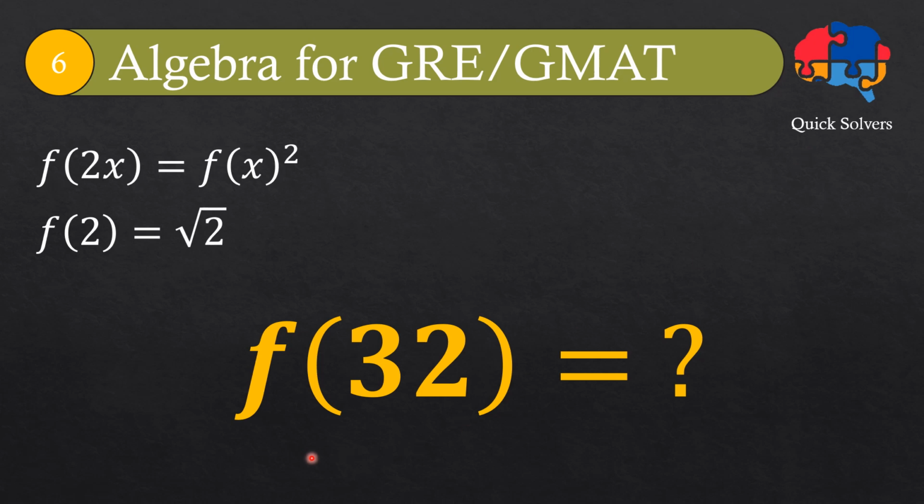Here I want to find f of 32 where f of 2 times x equals f of x to the power of 2 and f of 2 is square root of 2. This is a good question for those preparing for GRE and the difficulty level of this question is medium as is shown by this orange color here.